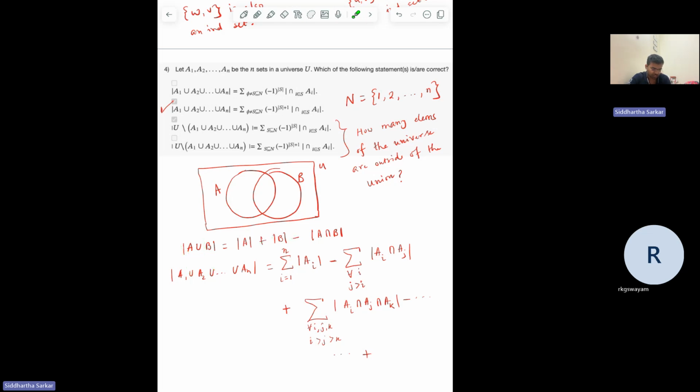So the first observation is that the terms here are changing signs. One more change here is that this summation is taken over all subsets of the index set, including the empty set. So if S is empty, what is happening? If S is empty, that means this entire thing is empty. So you're taking intersection of nothing.